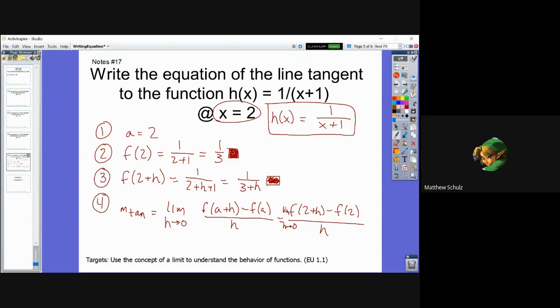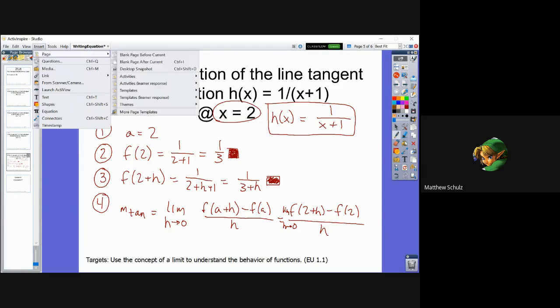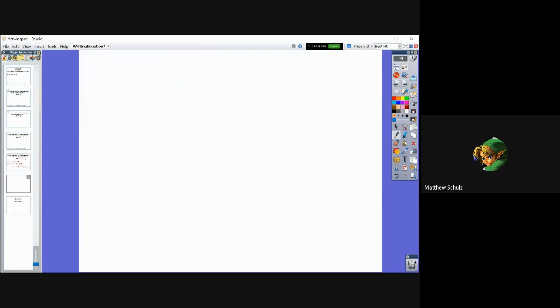We're going to continue on part 4 here. Let me just insert a page after here. Okay, so we're going to go ahead and replace our h values here. So that's, once again, limit as h approaches 0. So 2 plus h was 1 over 3 plus h, and then minus our function value at 2, which is 1/3, and that's all over h here.